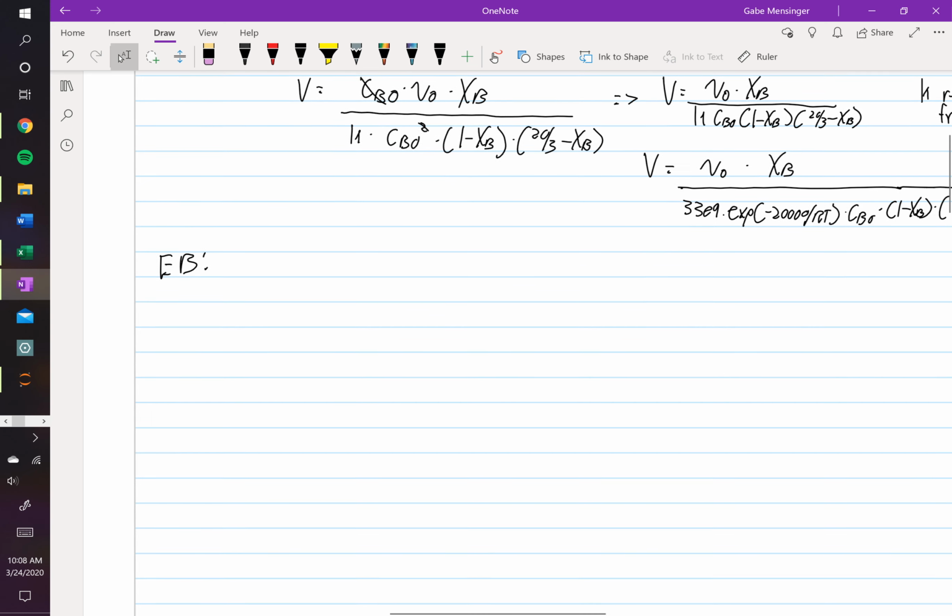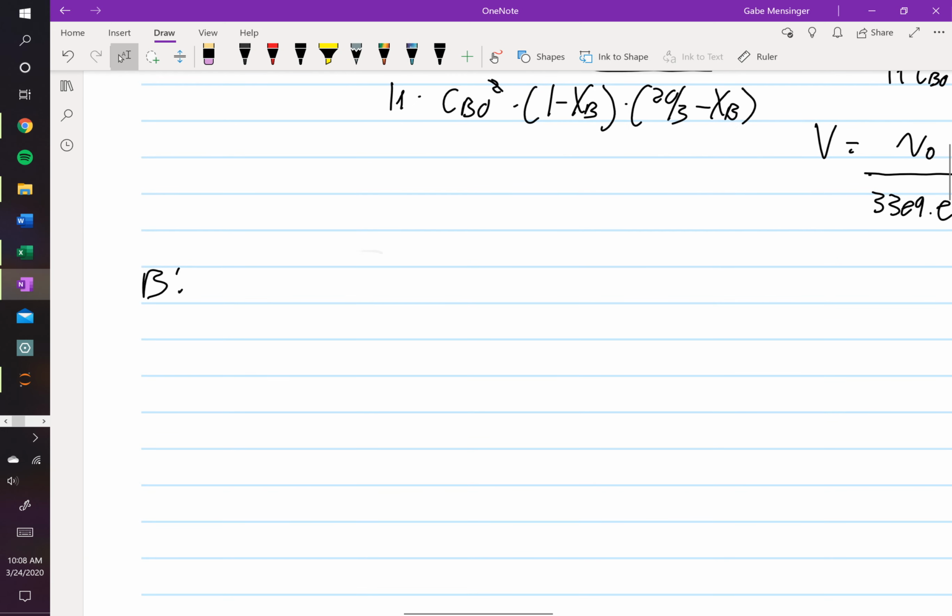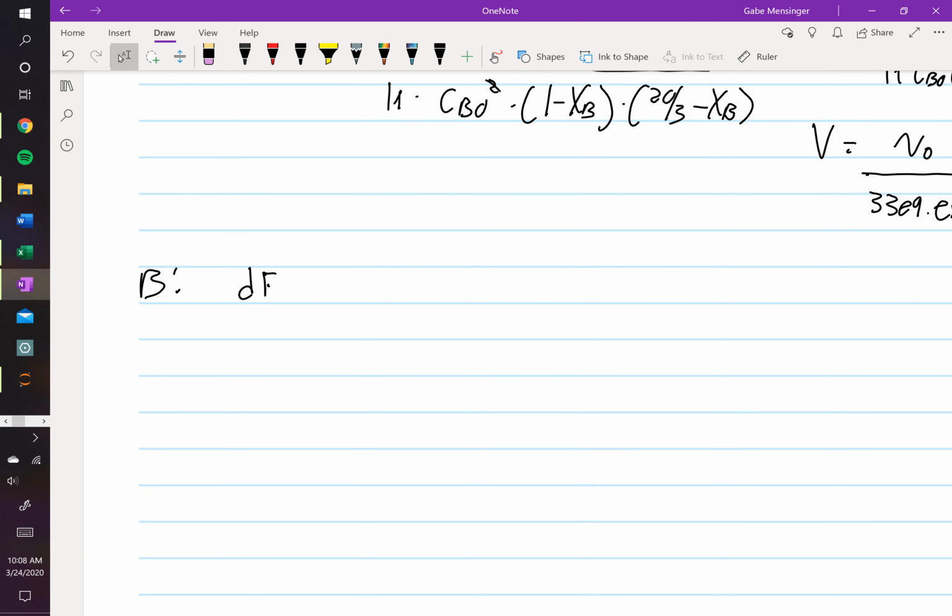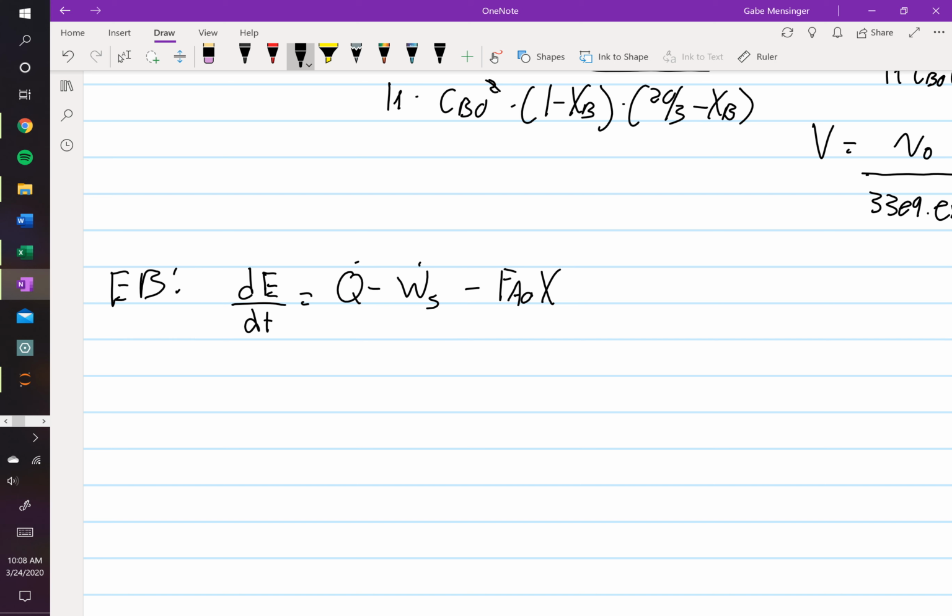So, energy balance. Let's just start with the whole thing. 0 equals Q dot minus W dot S minus FA naught, or I guess FB naught, XB delta HR minus FB naught sigma theta I CPI times T minus T naught.